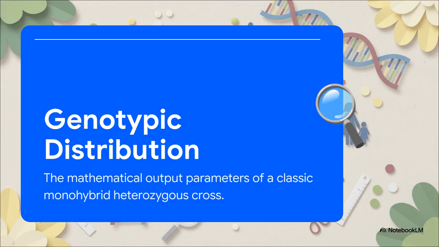The first concept you really need to grasp is the genotypic distribution ratio. Genotype simply refers to the genes, the actual letters we just mapped out. So the genotypic distribution is the underlying mathematical output of that genetic makeup. It's the precise ratio of the different letter combinations produced by our cross. Understanding this ratio is absolutely crucial. It's the foundation for making any accurate scientific prediction.